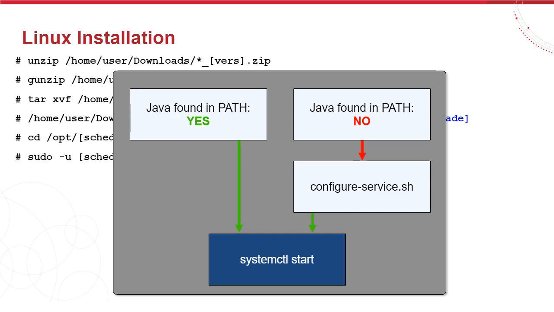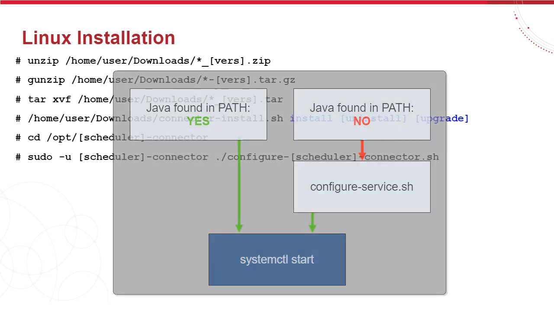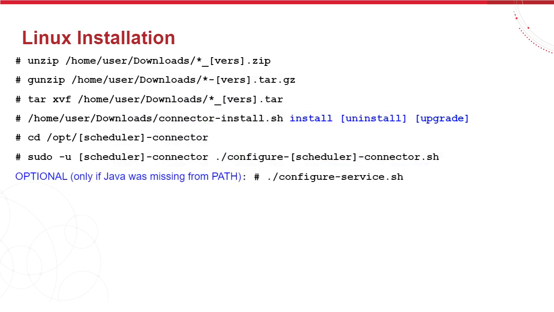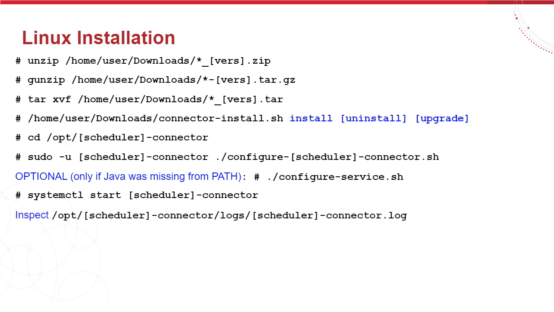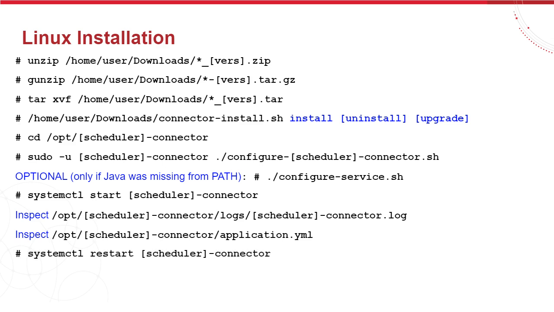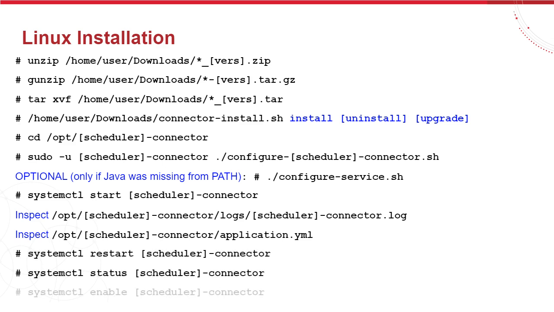As stated earlier, the connector service is controlled with systemd. We need to update the version of the service in systemd before executing systemctl commands. We run the configure-service.sh script to do so. This will copy the associated service elements to /etc/systemd. We can now start the connector with systemctl. As we did earlier, we can inspect the log. We can also look at application.yaml. You can restart the connector, check the status, and enable it to set it to automated at boot.